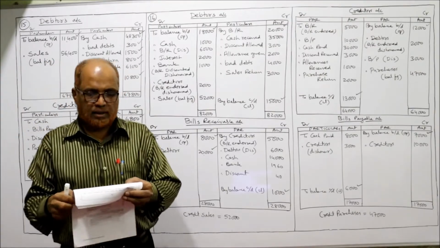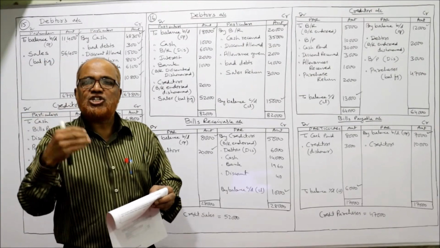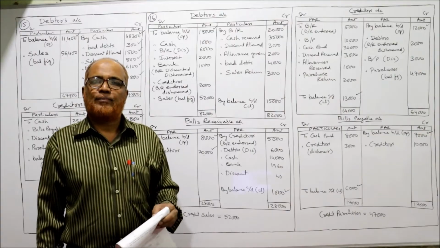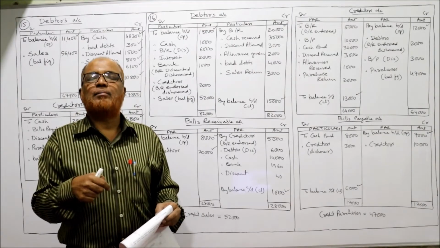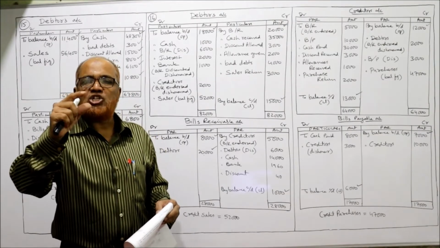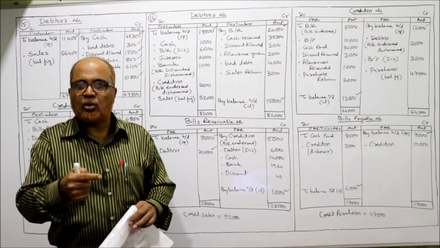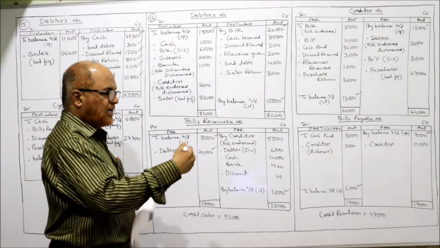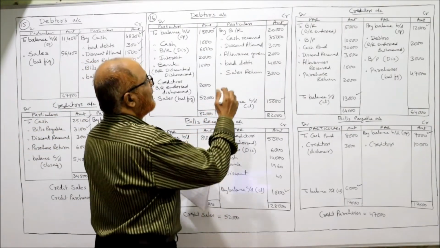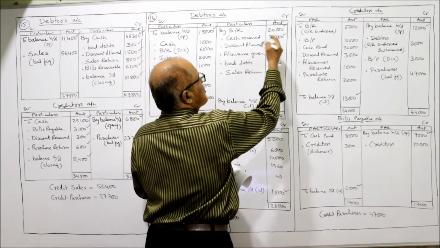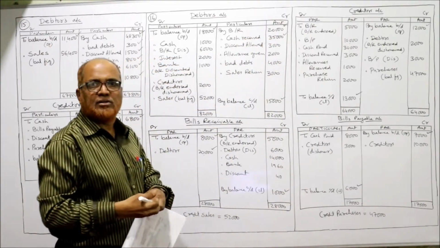First transaction over. Second transaction, cash received from debtors. Entry will be cash account debtor to debtors. So debtors should be credited by cash. By cash 35,000. By cash received 35,000.